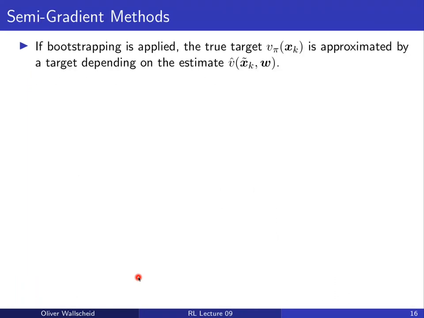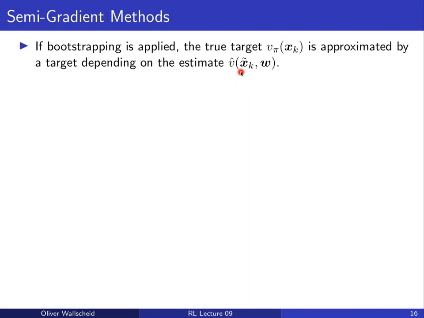However, this was, in the Monte Carlo case, the simplest one, because the target G, our sampled return from an episodic task, can be known or sampled very easily and is completely independent from the parameter vector. However, if we are using bootstrapping, as we have introduced with temporal difference learning, which can also be applied to non-episodic tasks, which is a very important feature of the temporal difference approaches, then in the case of bootstrapping our estimate of the true target V pi also becomes dependent on the estimate V hat.